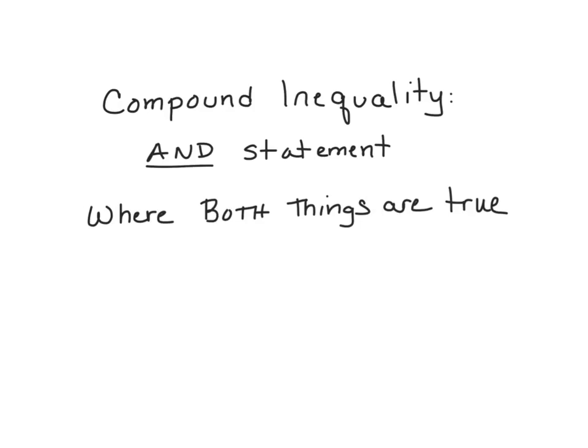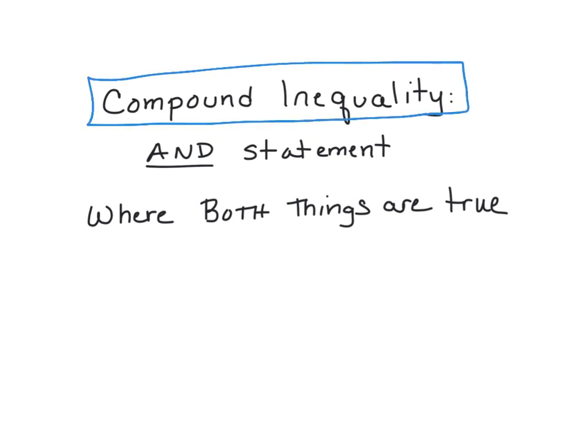I'm going to briefly talk about what we're seeing within this Desmos activity. These inequalities are called compound inequalities when we have two things going on at once. And the first one you're seeing here is called an AND statement. And for an AND statement, both of the things within that inequality have to be true.